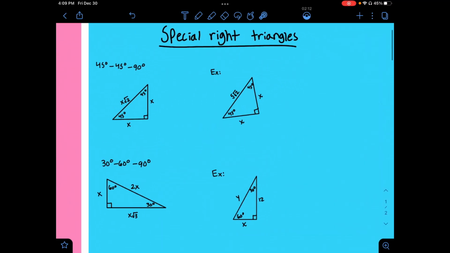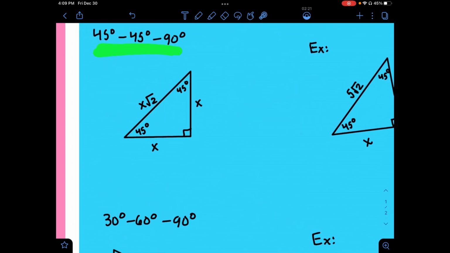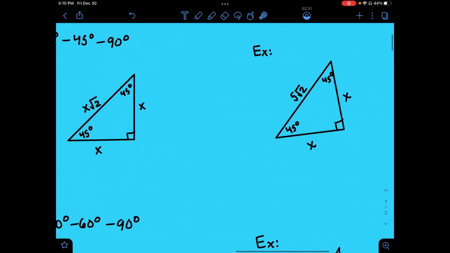There are also some special right triangles. Those are the 45, 45, 90 triangles and the 30, 60, 90 triangles. If it's a 45, 45, 90, that means two of the angles are 45 and the other one is 90. So these two legs of the triangle are equal to x, and the hypotenuse is always going to be equal to x times root 2.